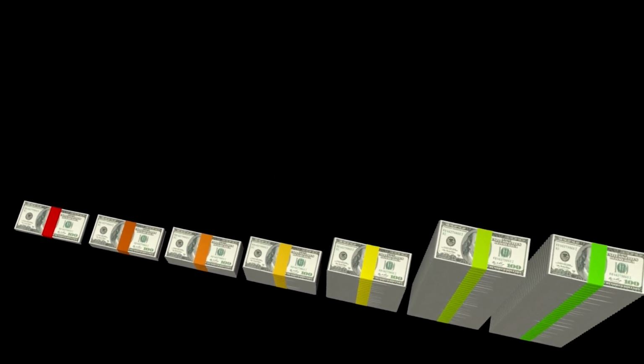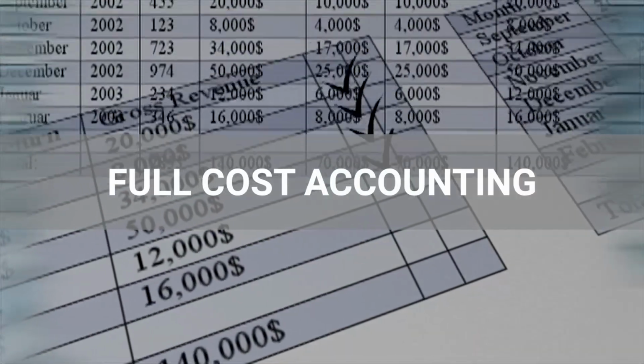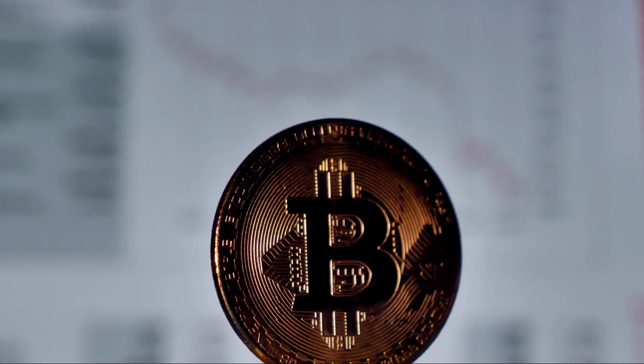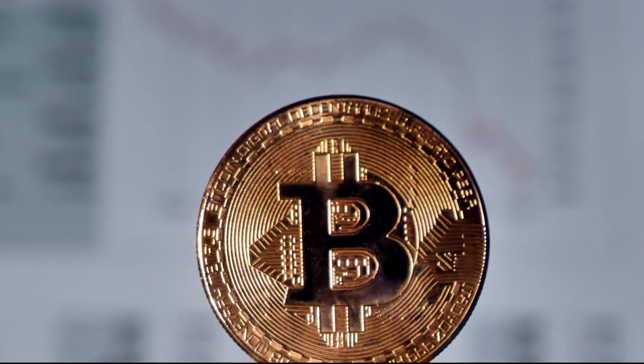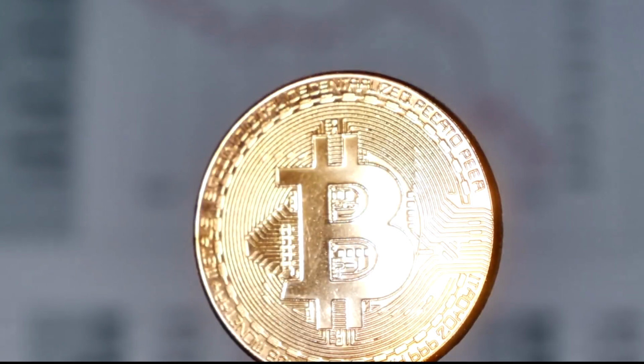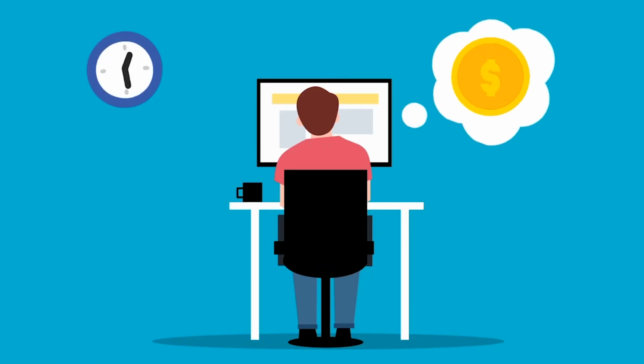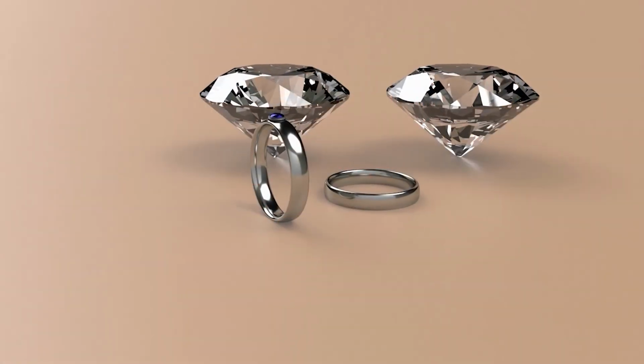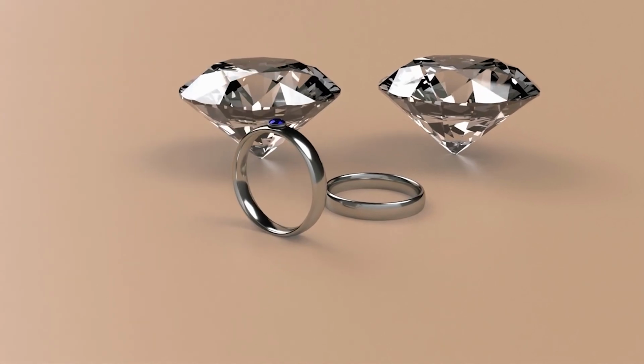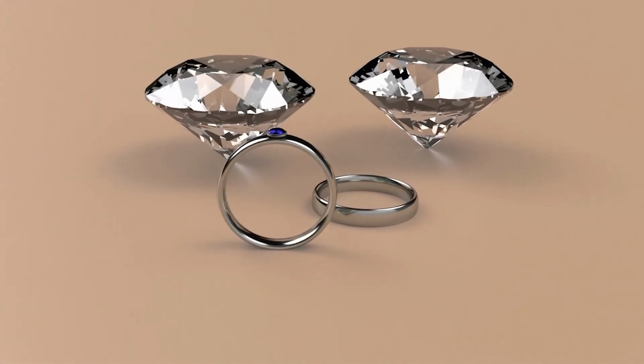The following are some applications of token economics. Number 1, it offers full cost accounting. Tokens can be coded to reflect both economic and social cost while accounting. An example is a token that can be coded to include the price of diamonds that are sourced ethically versus the ones that are not, referred to as blood diamonds.